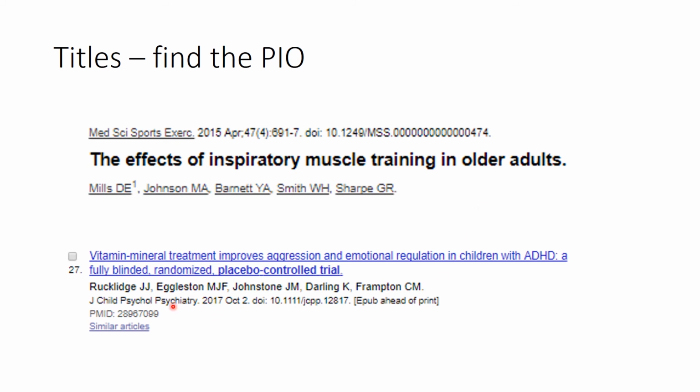And then finally, if we go to the Rookledge one, hopefully you've picked out that not just is there the P, I, and O, but all the elements of the study design are described in this one sentence. So: vitamin mineral treatment intervention improves aggression and emotional regulation outcome in children with ADHD population, a fully blinded, randomized, placebo-controlled trial. So they've got every aspect, and all they've told you is the relationship between those different parts of the study design.